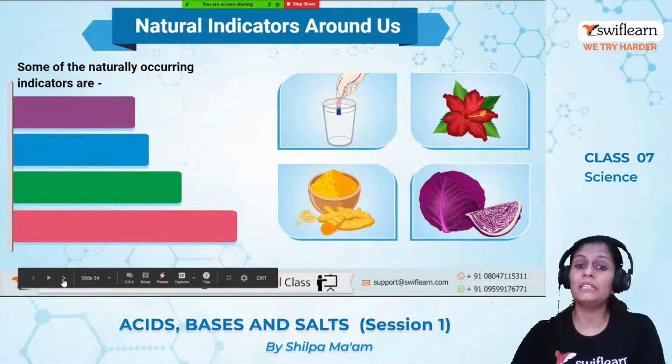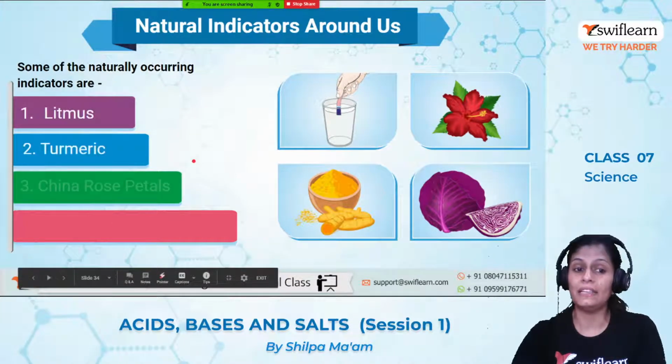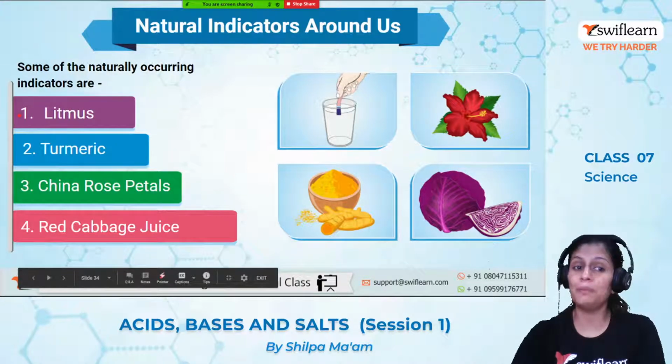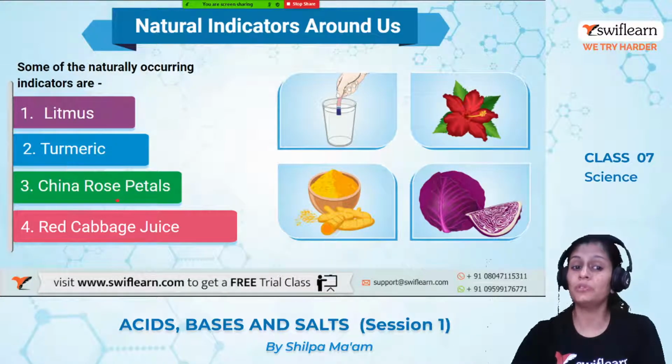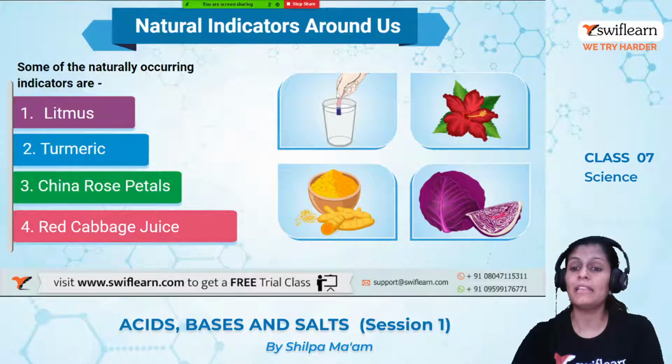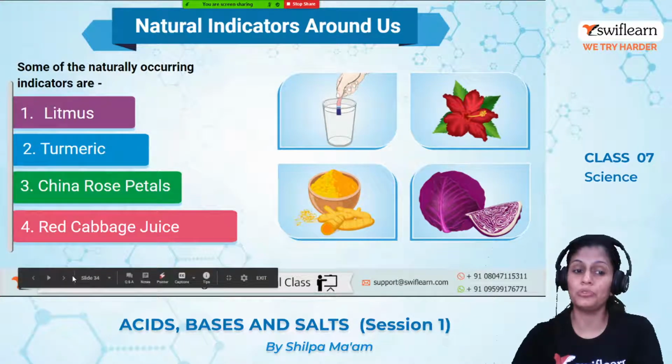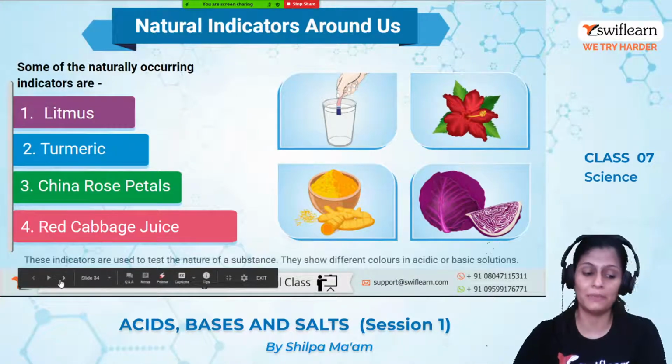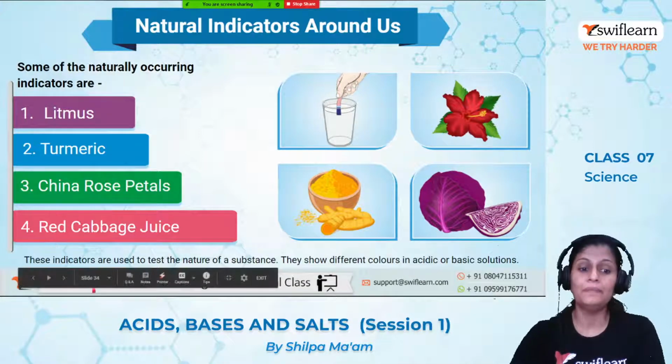What are the natural indicators that are around you? Litmus paper, turmeric, China rose petals, and red cabbage juice. You can see the picture also. This is the litmus paper. This is the turmeric. These are the China rose petals, and this is red cabbage juice. Now, how will they check whether a given substance is acidic or basic?